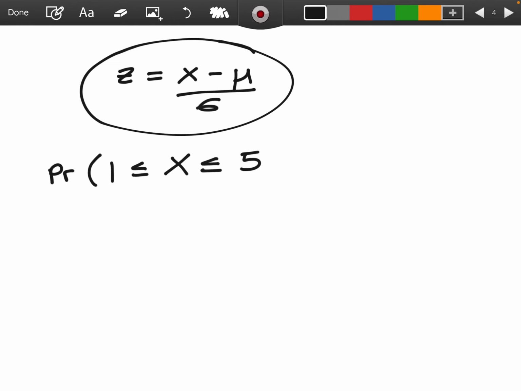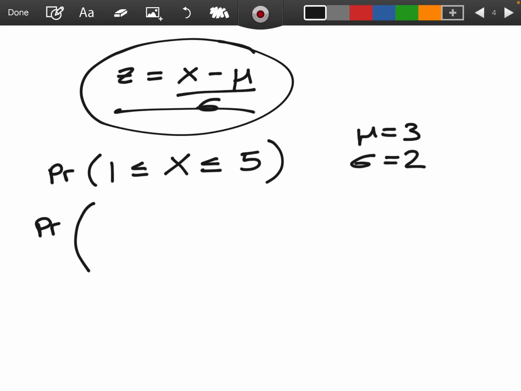Okay, I'm going to use our last example to show you that this is the case. We were looking at what's the probability that x is between 1 and 5. We had a mean of 3 and a standard deviation of 2. What this formula should do when applied to each of your x values, it should put it into z values, meaning that we can go ahead and then use the standard normal distribution. So this formula will take each of your values from whatever normal distribution you're in into that standard normal distribution.